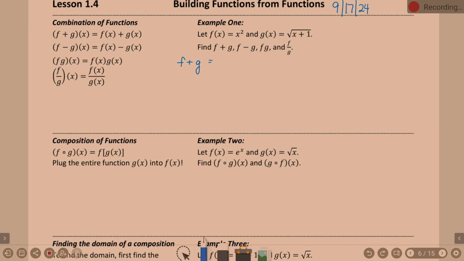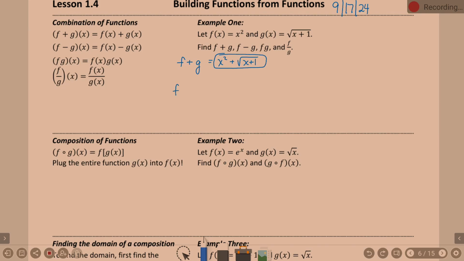Okay. f plus g. Wouldn't you just take x squared plus the square root of x plus 1? Does that clean up any? It's a square root, right? Can we add an x squared and a square root? No, you can't. So f plus g is just that, x squared plus the square root of x plus 1.